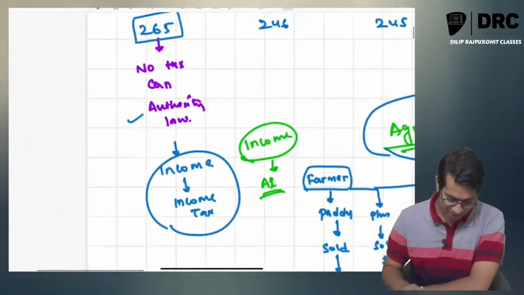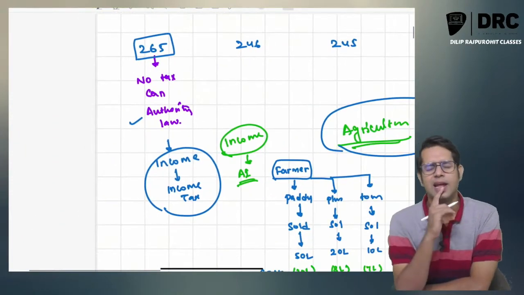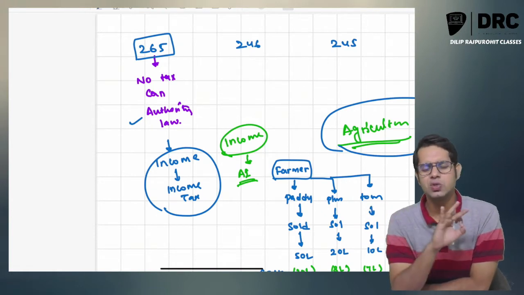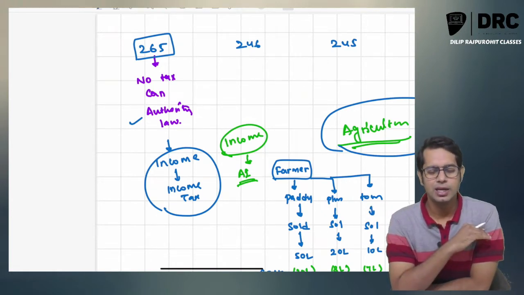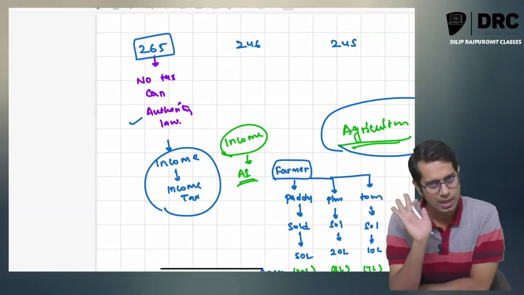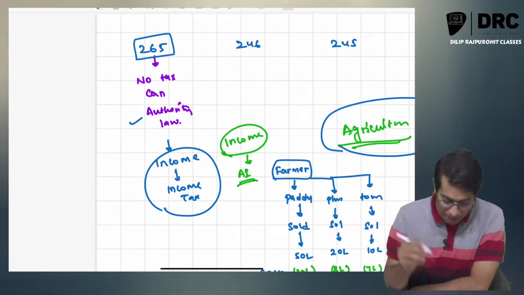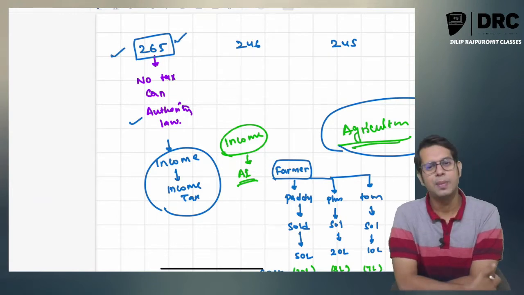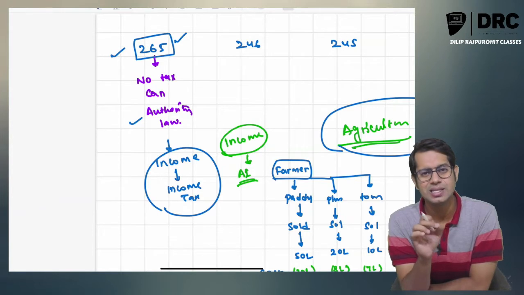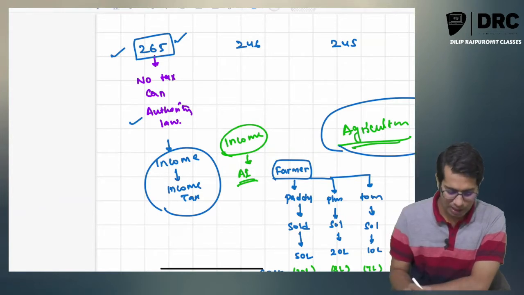So yeah, we were here, Article 265. Sir, why did we discuss this? Because the Constitution says you cannot collect tax on agricultural income. Therefore, income tax is collected on all income except agricultural income. So why is that happening? Because there is no power given by the Constitution. Article 265 says you cannot collect any taxes unless you have the power to collect that particular tax.